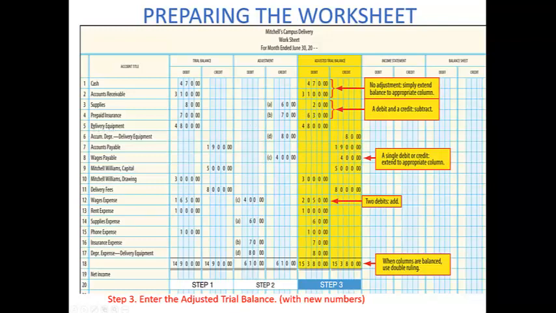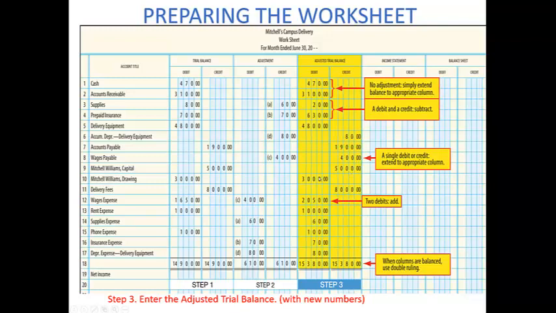Keep in mind that the delivery equipment is going to stay at its historical cost. It should never change. What changed was the accumulated depreciation. So we did not have a balance in accumulated depreciation. We gave it a credit of 80 and moved that balance over to the credit side. No change in accounts payable. Wages payable had no balance. We gave it a credit of 400 and then took the credit over to the adjusted trial balance.